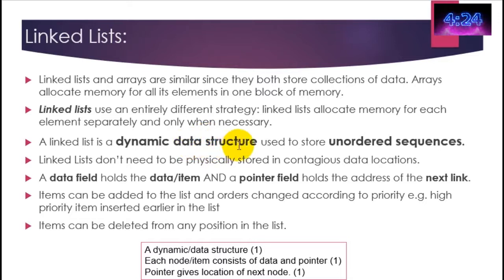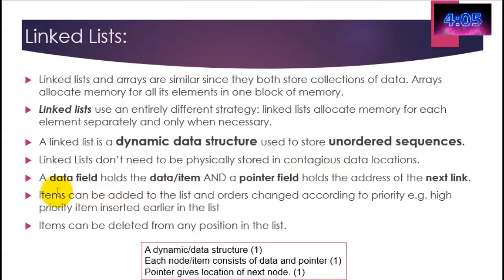Now, the other thing you need to bear in mind is that dynamic data structures like a linked list are unordered, and you'll see this working in a minute. And of course, they don't need to be physically stored next to each other. Each of those linked lists can be anywhere in RAM. Okay, so contiguous data locations are not needed.